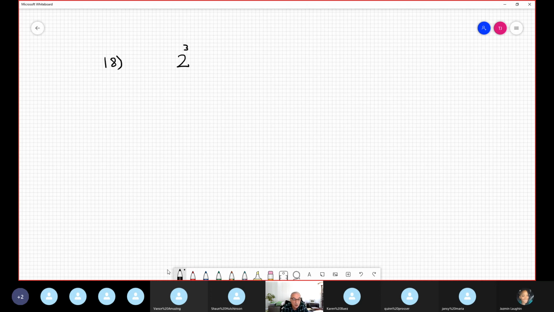Question 18 is a classical exponential equation: 2 to the 3y, where the variable is y, equals 64. This is a classical exponential equation that we can solve without logarithm, not necessarily logarithm, because I know that 64 is 2 to the 6th power.